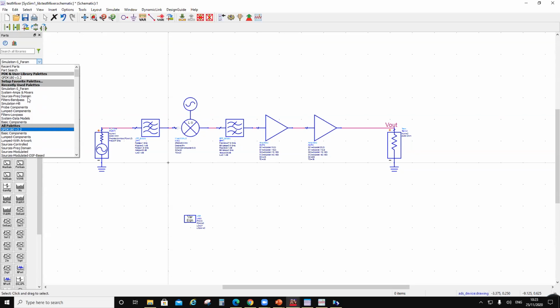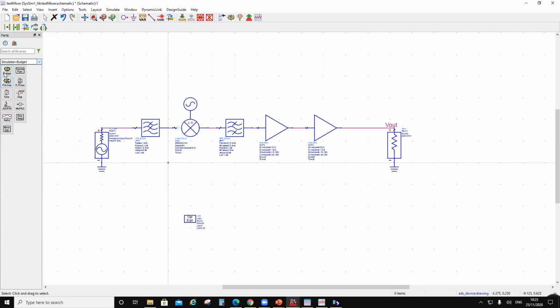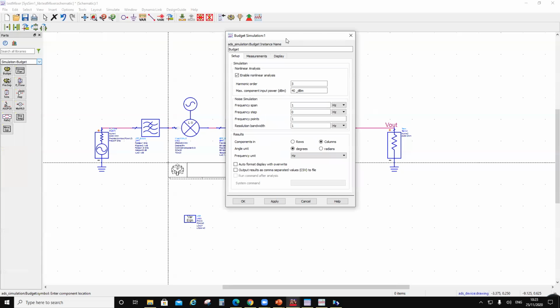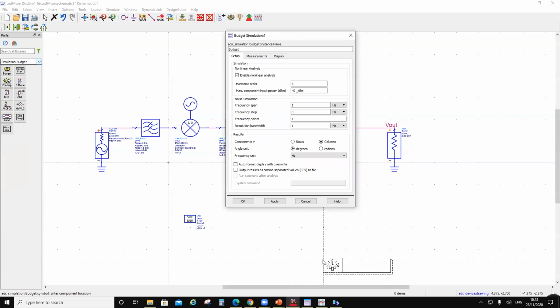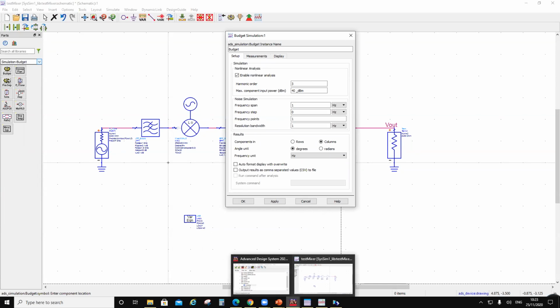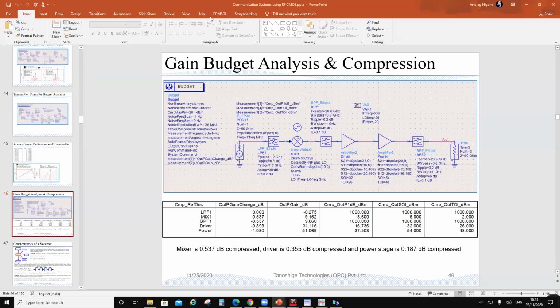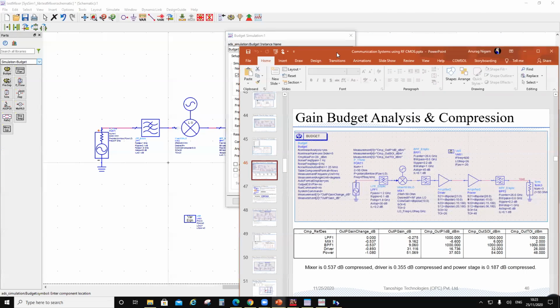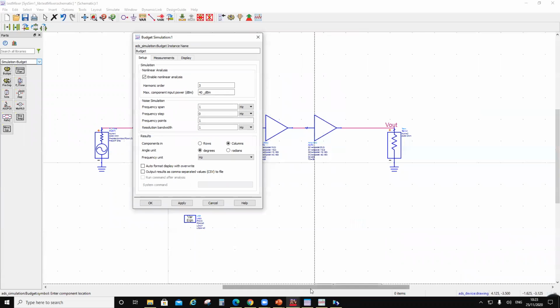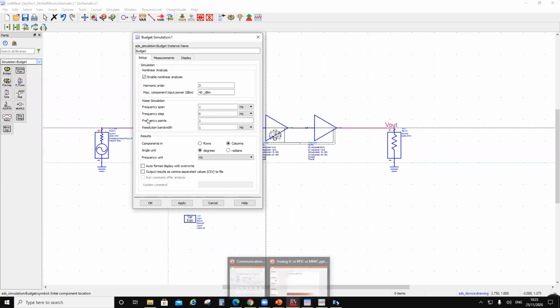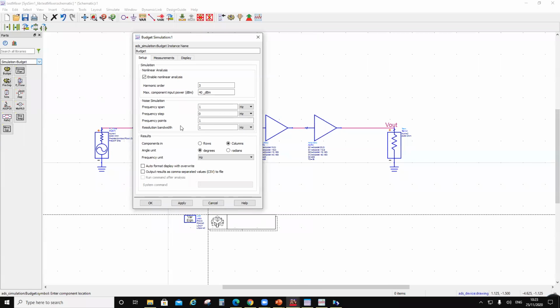If we go to simulation, budget analysis, and take this, that's there. Now, setting this up, I'm going to just follow what I have over here. You can read why they are there like that. Here you have to be careful that this is going to do iterations of power so as to determine compression of each stage. So you have to put a big power number here. I'm going to take 5th order.